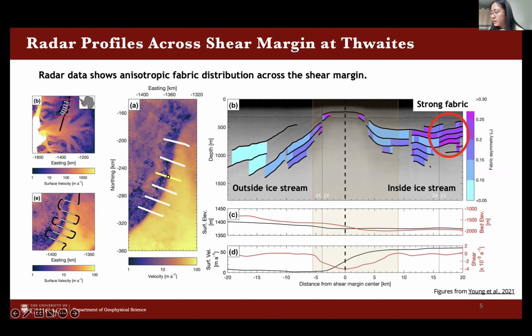And what is interesting is that this location doesn't really correspond to very high shear strain rates. Generally speaking, higher strain rates tend to promote stronger fabrics. Of course, this is not a very strict rule, but still this mismatch suggests something else might be going on. So what could have caused this localized fabric maximum inside the ice stream?